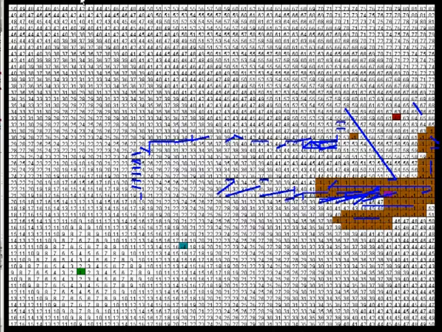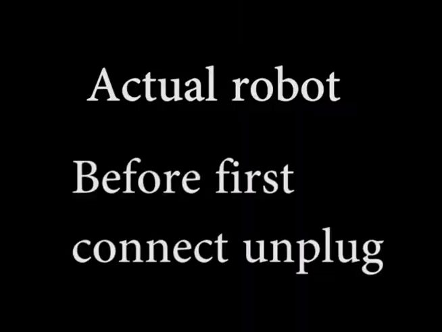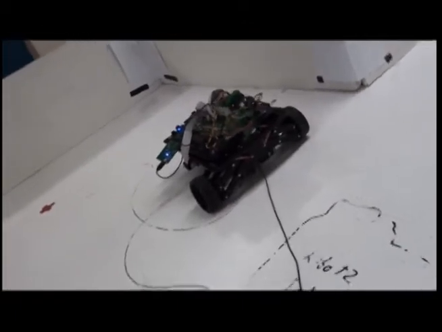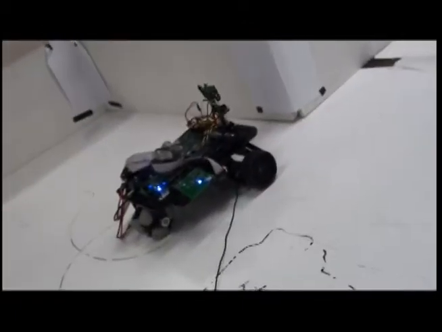Alright, I'm going to talk about how we update the global map. From the local map we know the distance to the wall and the angle. And from the odometry we know the orientation and the position of the robot. Combining those, we can update the wall locations in the global map.